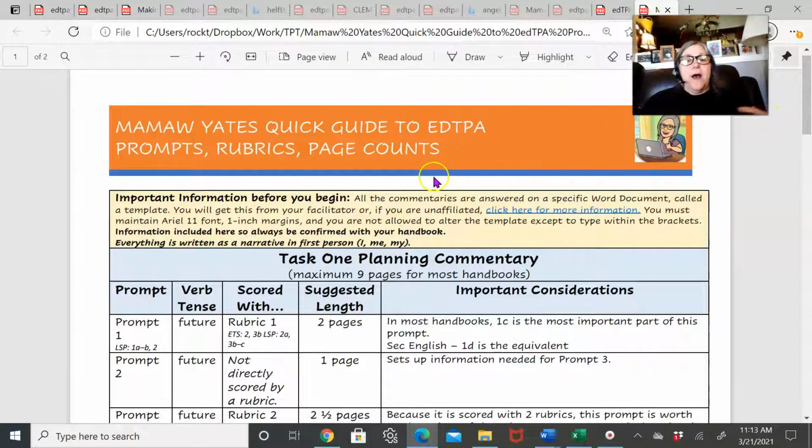So all of the commentaries and your context for learning are all found in separate files. So you don't take your handbook and try to copy and paste it out of that PDF document. You need to get a copy of your template from your edTPA facilitator or edTPA coordinator or your instructor or whoever's working with you. If you're unaffiliated with the institution, then you should contact edTPA directly. That's all explained here at the top.